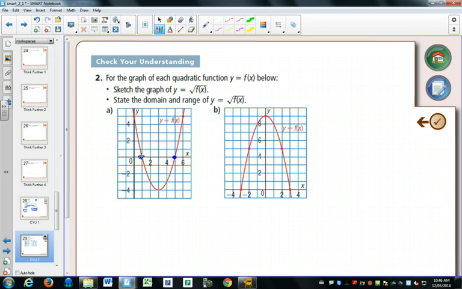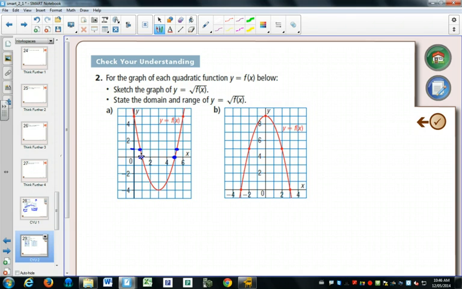So here where my y values are 0, again I go across to my graph on 1, and I mark where the y values are equal to 1. They give us some other points. They give us some points where y is equal to 5.